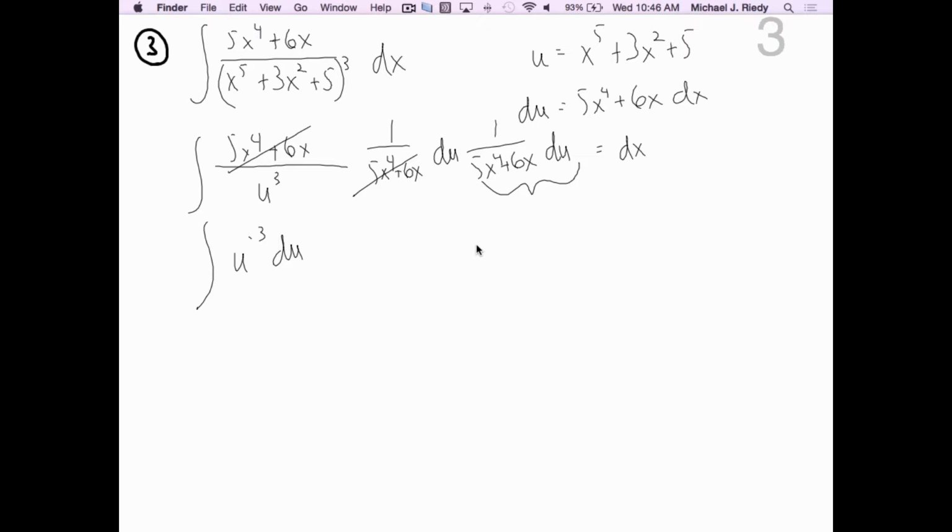As you get better at this, most of you will be adept enough that you can skip this step, and you'll be able to go right to here. But I think that might be a little ways off.